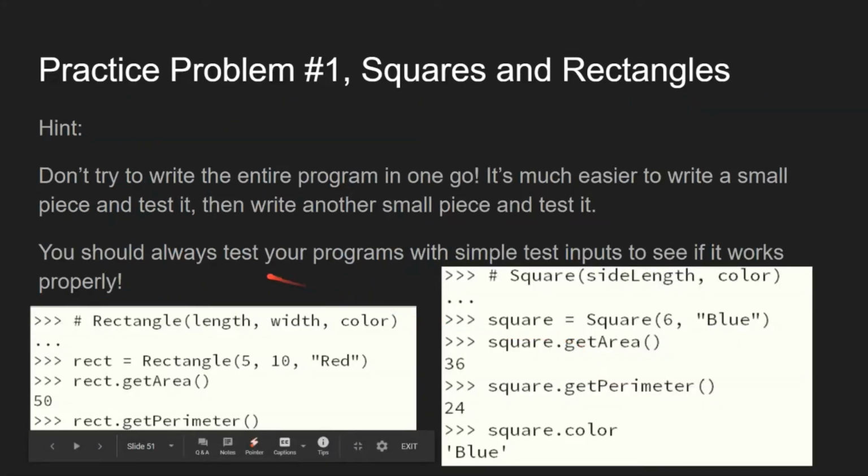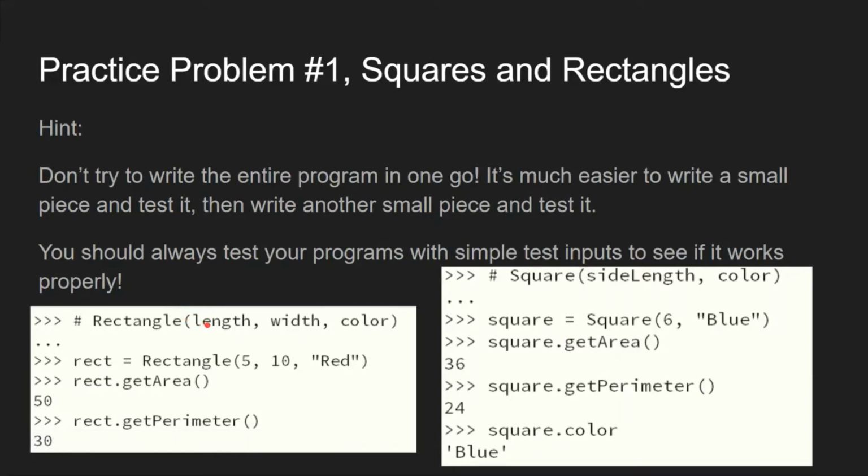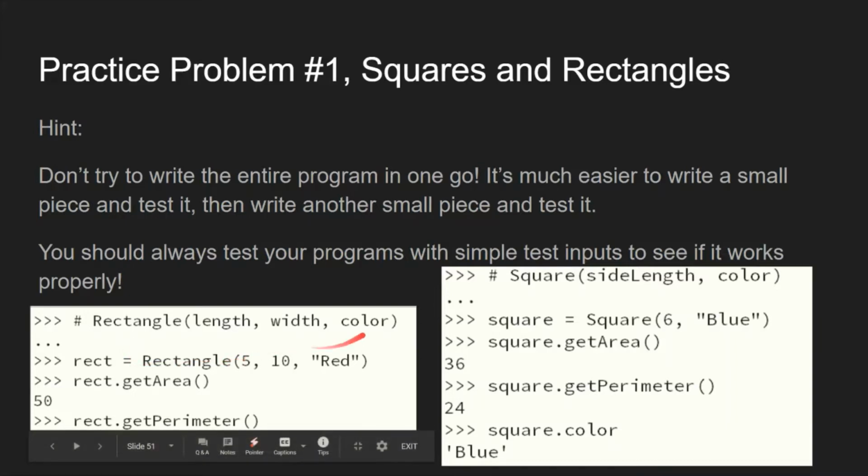So this is how I want it to behave. When I initialize a rectangle, I initialize it with length, width, and color. So here the length is 5, the width is 10, and the color is red. And then I can get the area, it's 50, and I can get the perimeter, it's 30. It's doing math internally, so this would be like 5 times 10, and you can figure out the perimeter on your own.